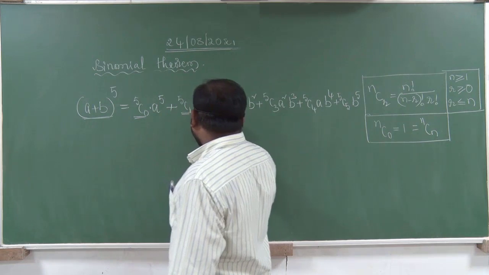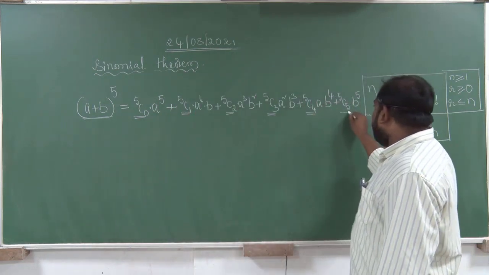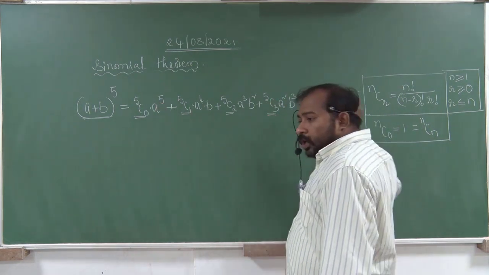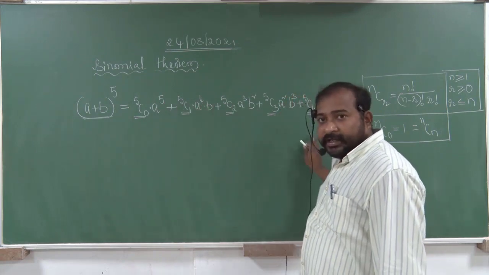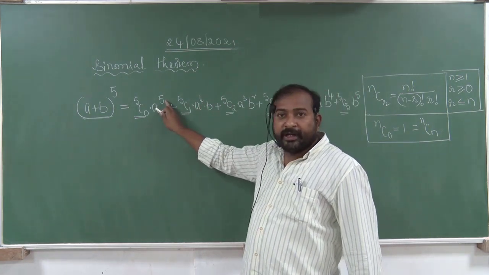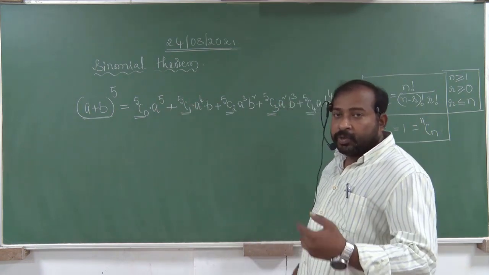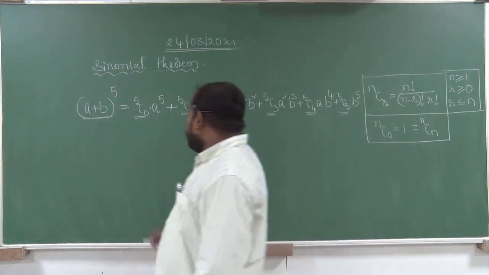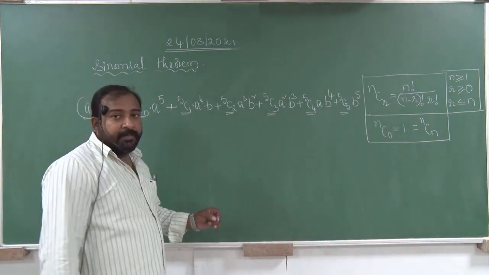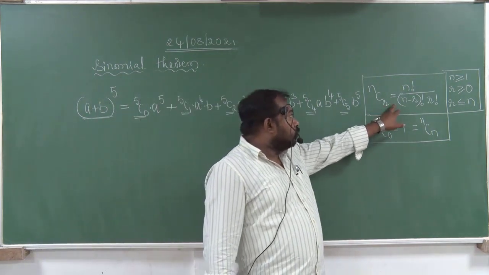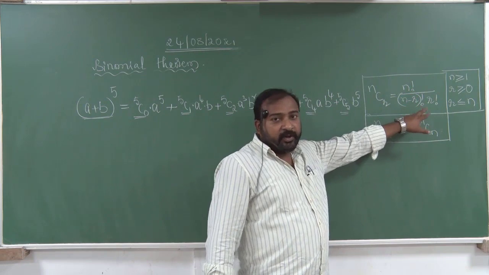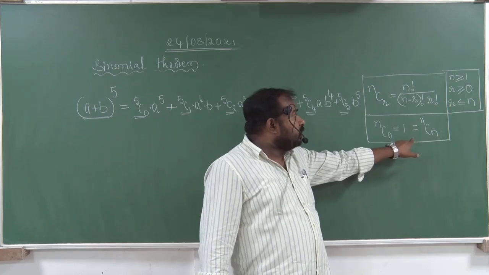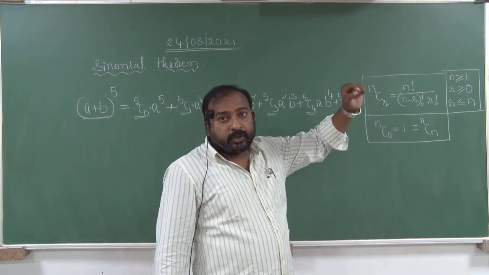These are the binomial coefficients. After writing the binomial coefficients, you get the highest power of a. From left to right, the power of a gradually decreases by 1, and b power 0 you get initially. After that, the b power gradually increases by 1 and reaches the highest power. Now how to calculate these values? I already gave it: with the help of the formula nCr equal to n factorial by (n minus r) factorial, r factorial, and nC0 equal to 1, nCn equal to 1, where n is greater than or equal to 1, that too a natural number.